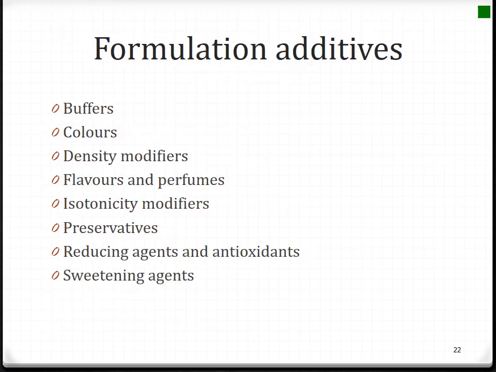Now let's take a look at other additives. Besides the drug and the solvent, what else is added to a pharmaceutical solution? There are buffers, coloring agents, density modifiers, flavors and perfumes, isotonicity modifiers, preservatives, reducing agents or antioxidants, and sweetening agents.